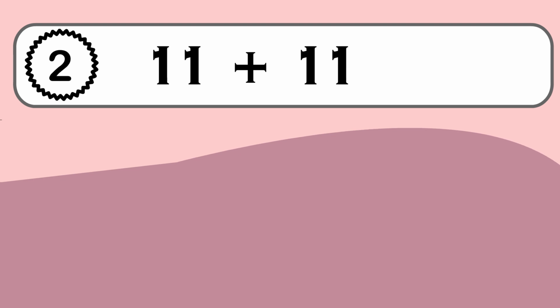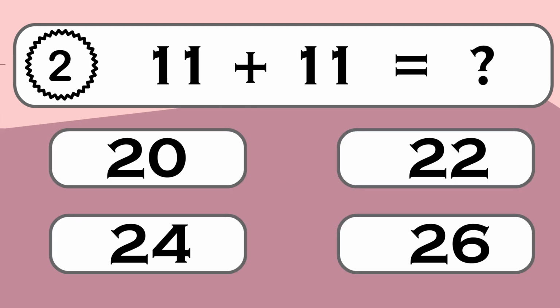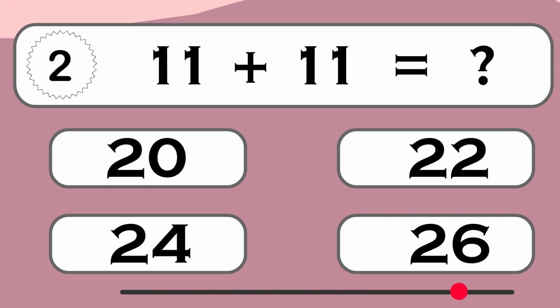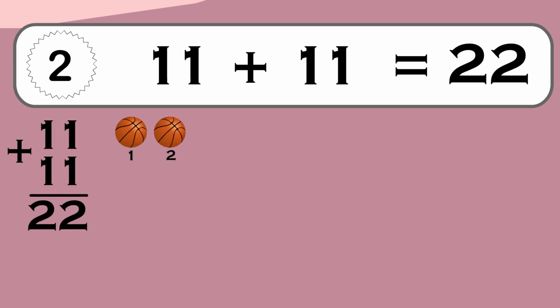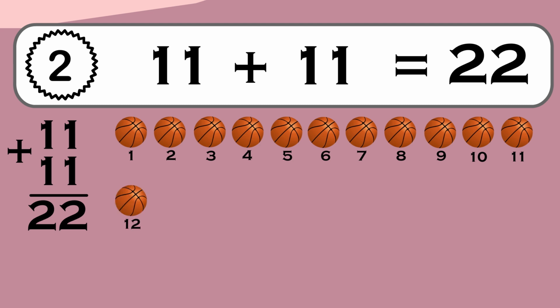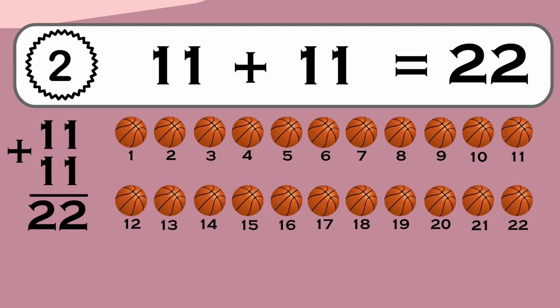11 plus 11 is equal what? Eleven plus 11 is equal 22. Let's count it. 1, 2, 3, 4, 5, 6, 7, 8, 9, 10, 11, 12, 13, 14, 15, 16, 17, 18, 19, 20, 21, 22.